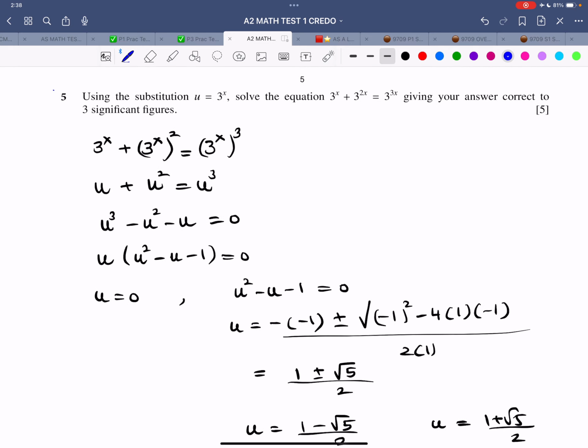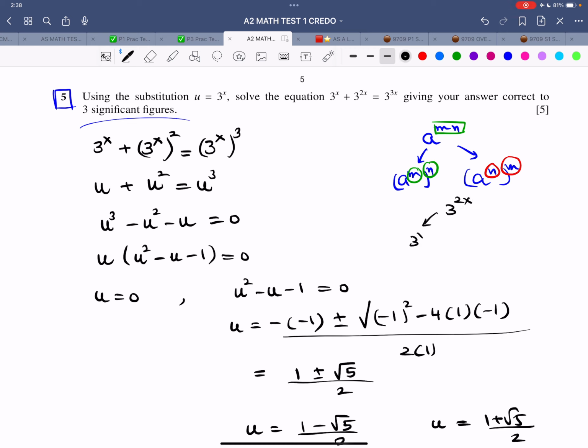Question number 5. It says use the substitution, solve the equation, give your answer correct to 3 significant figures. So u is 3^x. Now we know that a^(mn) can be written as (a^m)^n or (a^n)^m. The bottom line is that m and n are multiplying, so m inside, n outside, or n inside, m outside. So 3^(2x) can be written as (3^x)^2 or (3^2)^x.